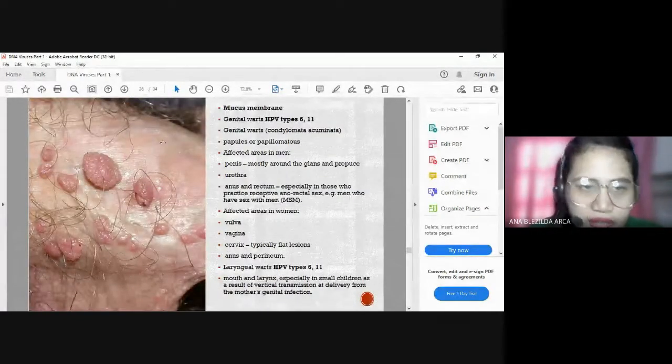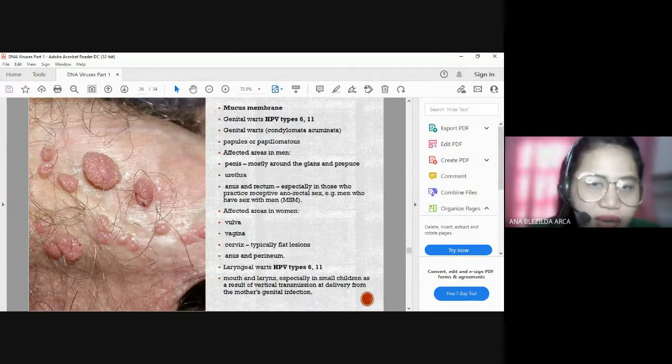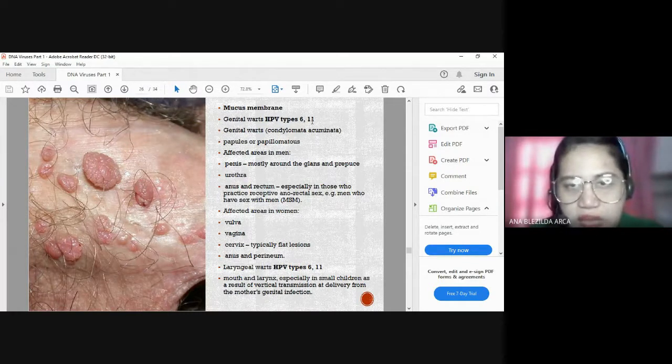So, another example, itong kanyang itsura, this one, ito yung mga genital warts mo. Okay, this is the warts in your genitals, this one. So, this is being caused by type 6 and 11. Ang other name for genital warts is condylomata acuminata. Again, it is also called condylomata acuminata.